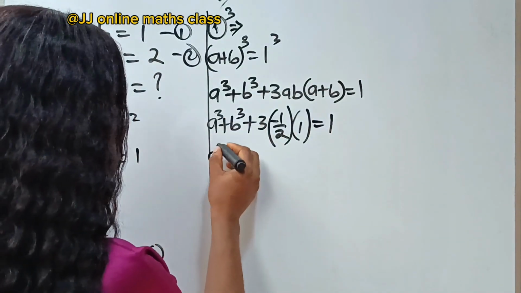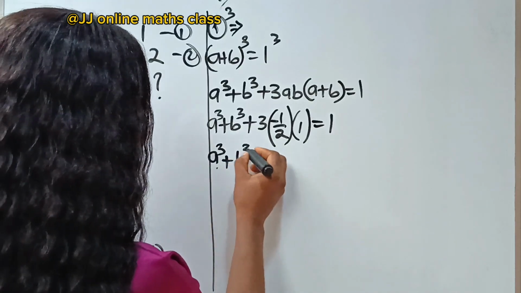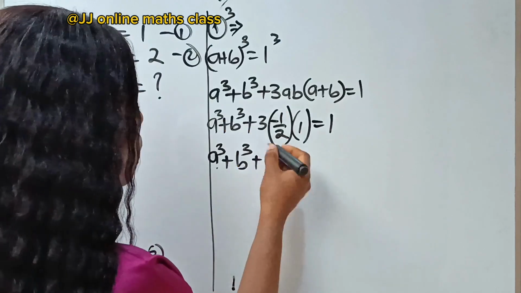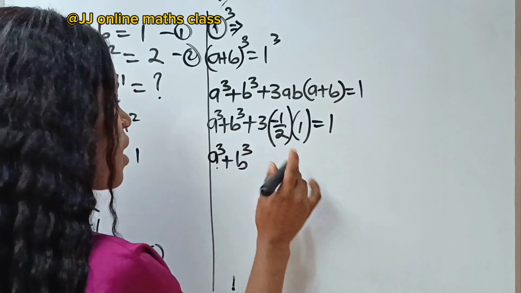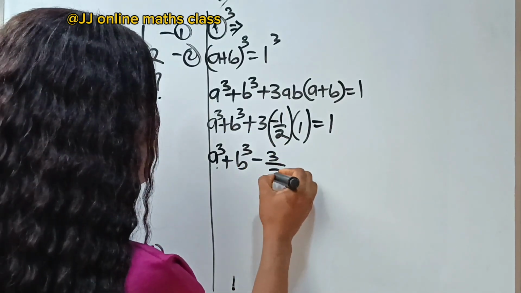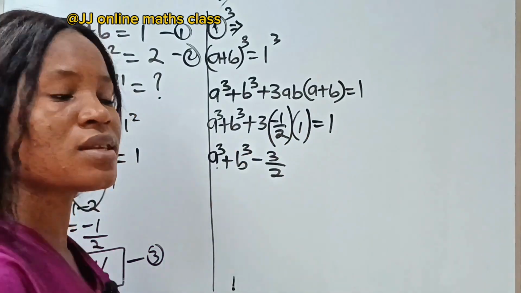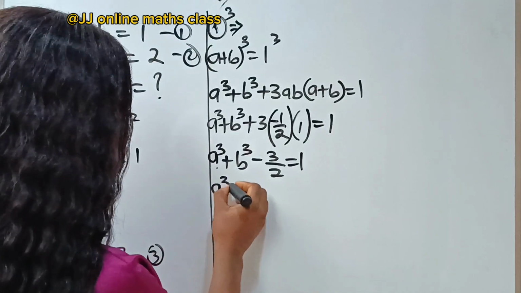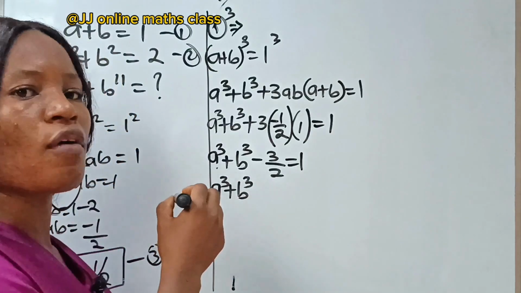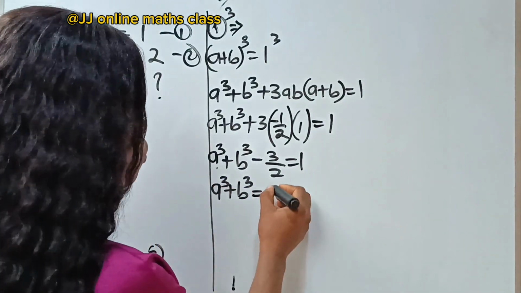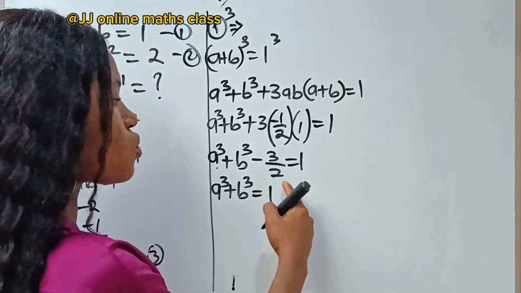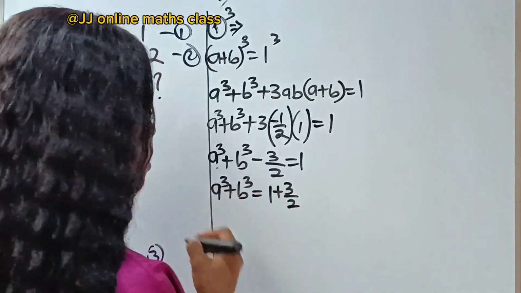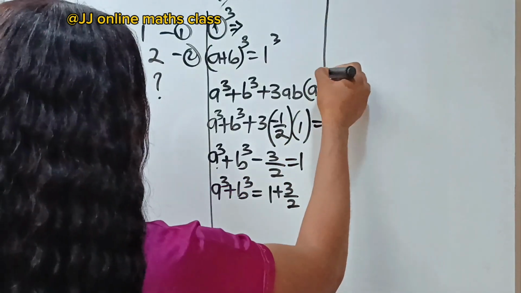Okay, so we have a to the power of 3 plus b to the power of 3. Now, plus 3 times minus 1 will give you minus 3, so it will actually affect this to become minus 3 over 2. Everything times 1 will still give you the same thing, is equal to 1. Now a to the power of 3 plus b to the power of 3 is equal to 1. This minus 3 over 2, if it crosses this equation, becomes plus 3 over 2.